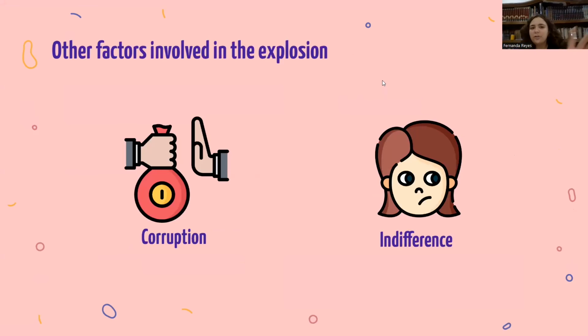Well, other factors that are involved in the explosion. We believe that not only technical factors affect, but also indifference and corruption, especially in the monitoring and implementation of laws and regulations, putting more weight on power than the awareness of what this type of catastrophe can have. That will be all for us.